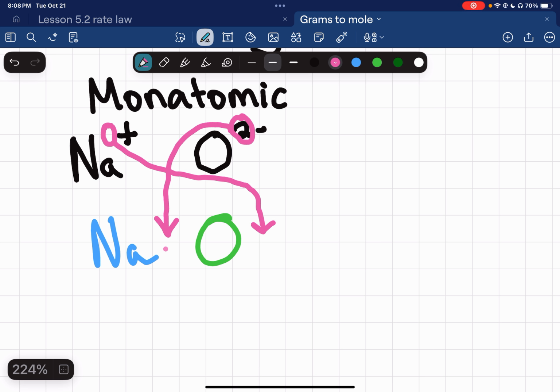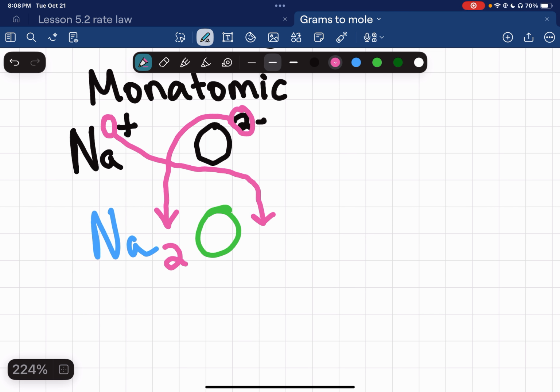So we're going to bring a 2 down here. So write the 2 right there. And since there's no number to bring down from sodium, we don't bring down a number. So our chemical formula for this ionic compound with these monoatomic ions is going to be Na2O. All right, awesome.